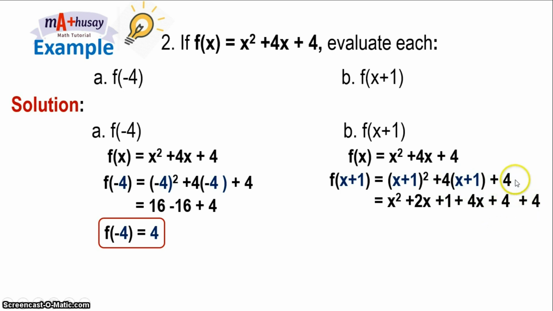Now, we will combine like terms. So, ano-anong pwede natin i-combine? So, we can combine 2x with 4x. That will give you 6x. No? So, ang mga numeric, ay yung mga constant din natin, pwede natin i-combine.